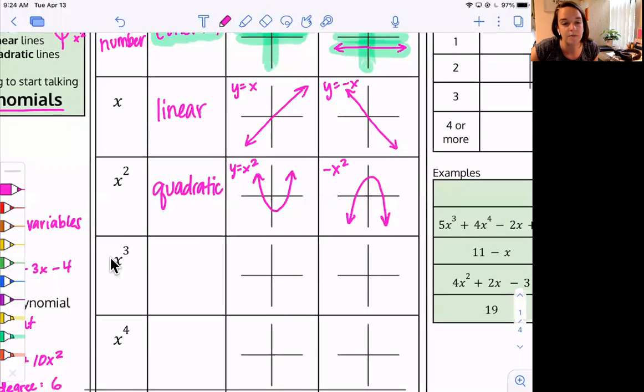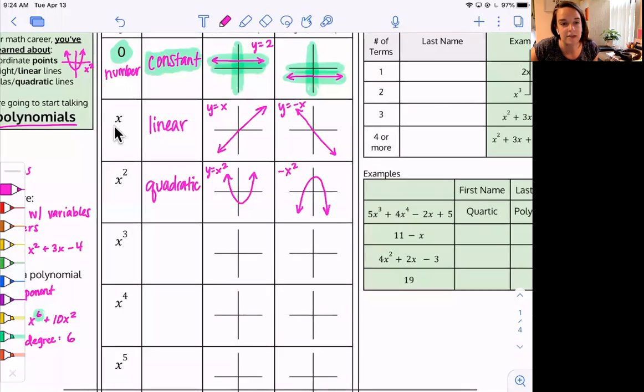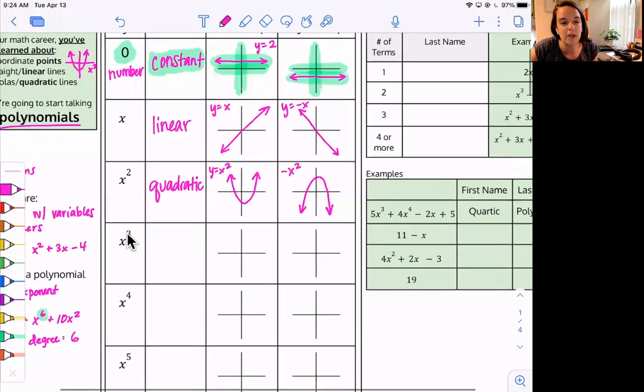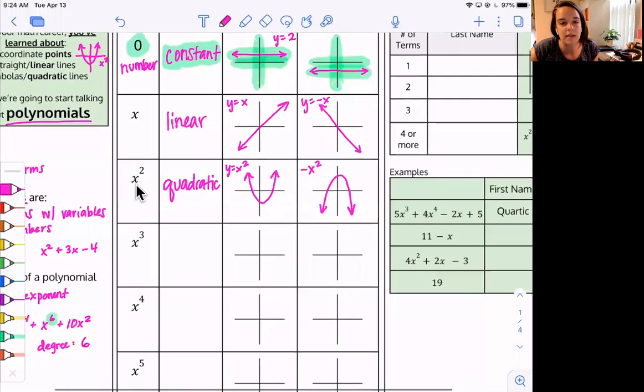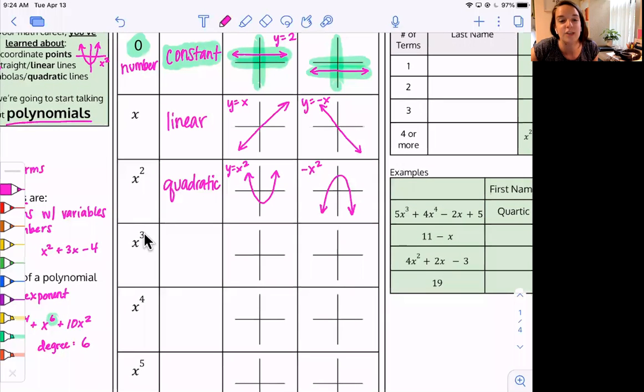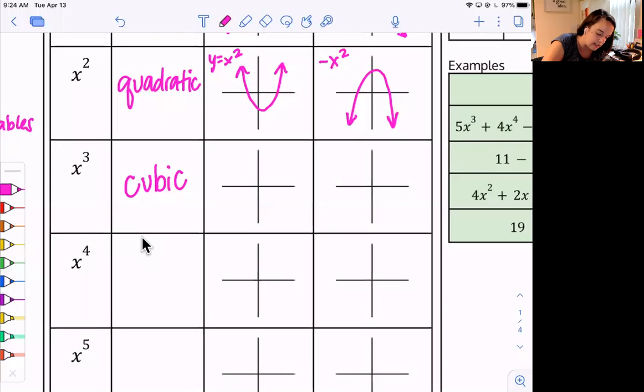So I started with x, I have x squared. What do I call x to the third power? What's its fancy name? This is x to the second power, but it's also x squared. This is x cubed. Yes, cubed. Good job, Brandon and Nayeli. So we have x cubed here. This is a cubic function. So we have a cubic function. This is x to the third.